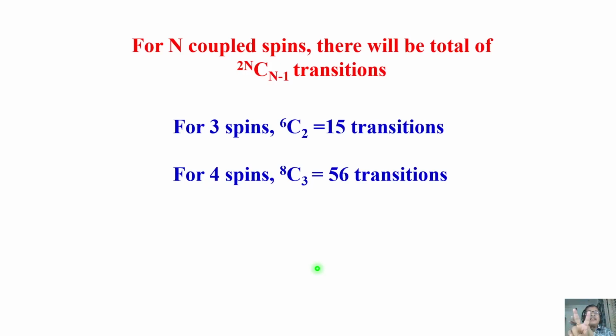That means this information is redundant. I can get it from only one of the doublets. I don't need the other doublet, right? I don't need to analyze this one to get the J coupling. Remember, this is for a simple 2-spin system.